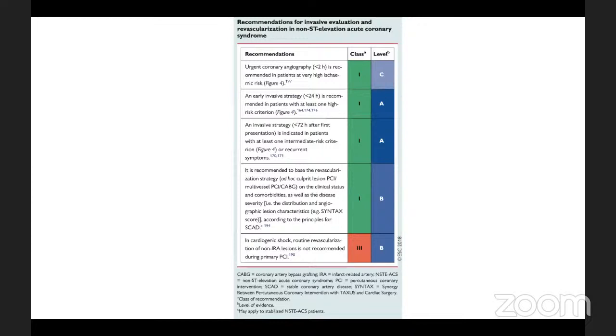It is recommended to base the revascularization strategy, when needed, culprit lesion PCI or multivessel PCI or CABG, on the clinical status and comorbidities, as well as the disease severity, for example, the distribution of angiographic lesion characteristics or a SYNTAX score, according to the principles of stable coronary artery disease. It's all class 1. Lastly, in cardiogenic shock, routine revascularization of non-infarct related artery lesions is not recommended during primary PCI, and it is class 3.